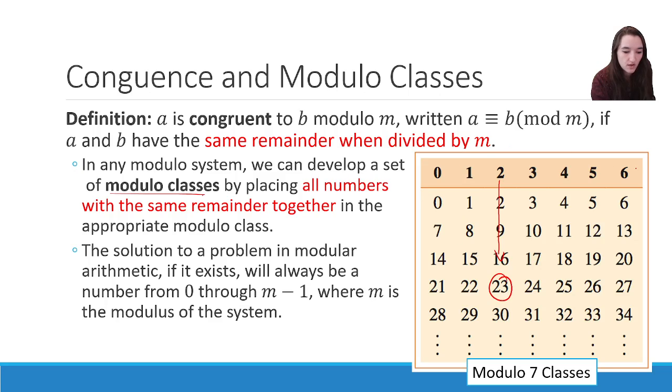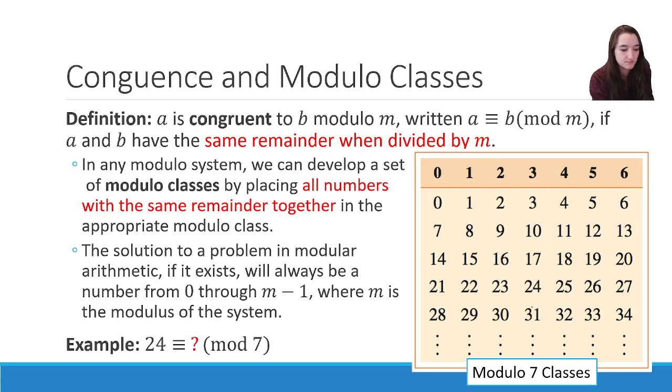All of these, if I divided by 7, their remainder would be the number in the top row, right? 14 divided by 7, it divides evenly. 7 times 2 is 14. So it has no remainder, 0 remainder. Whereas 24 divided by 7 would get me 3 7s to get to 21, and then 3 left over. So I have 3 as my remainder. That's what our modulo classes mean.